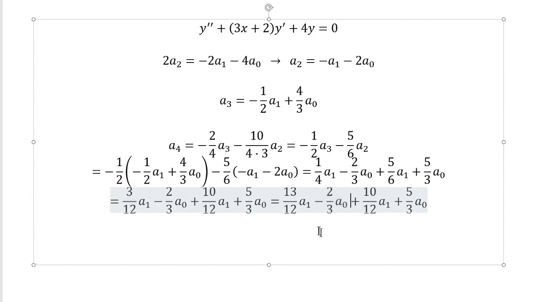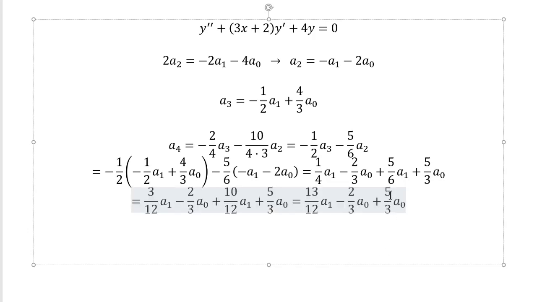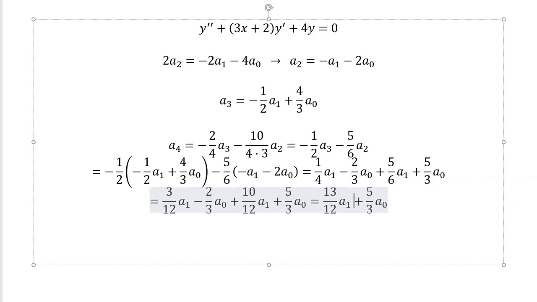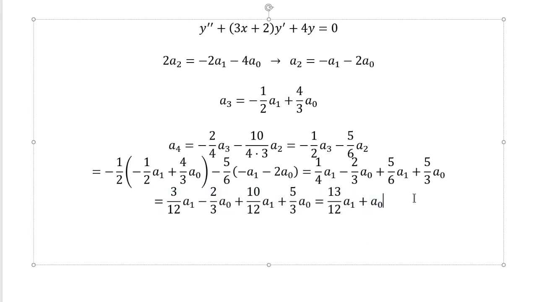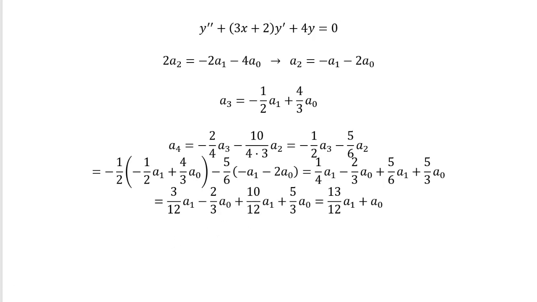And then furthermore, so that's gone. Furthermore, 5 plus negative 2 is 3, but 3 over 3 is 1, so you just get 1 a0. So that's your a0. Okay, so that's your a4. Okay, so we've done a lot of work, and now let's try to actually write down the solution using all this.